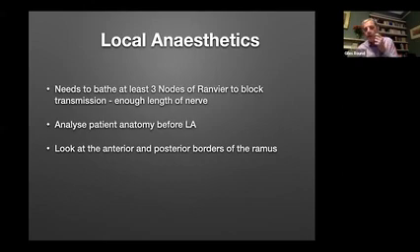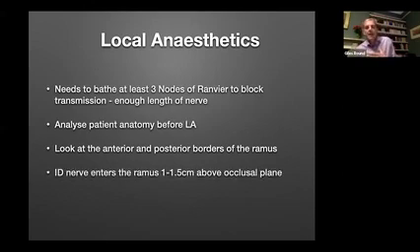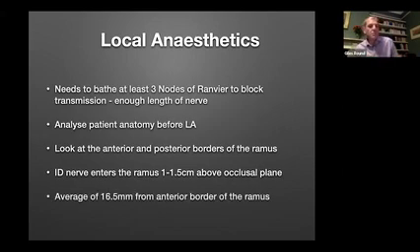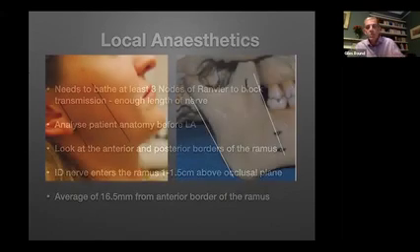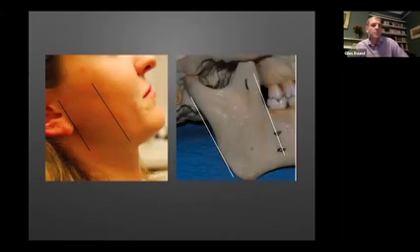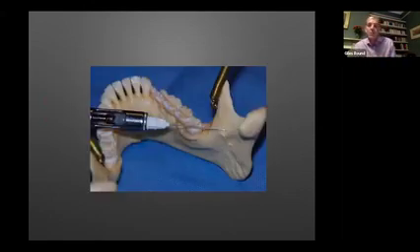So we need to analyze the anatomy of the patient before we deliver the LA. We look and palpate for the anterior and posterior borders of the ramus, and we should know where that foramen enters the skull. It's 1 to 1.5 centimeters above the occlusal plane, with an average of 16.5 millimeters from the anterior border of the ramus. We should know our landmarks: where the raphe is, where the coronoid notch is, and how to deliver our local. We should be able to palpate the posterior and anterior borders, and know where we're aiming for on the skull when we deliver our local.